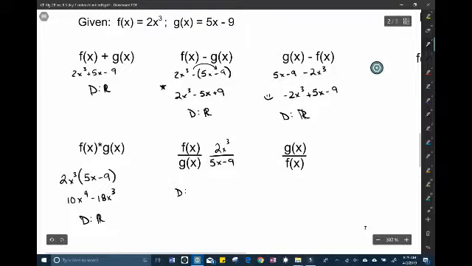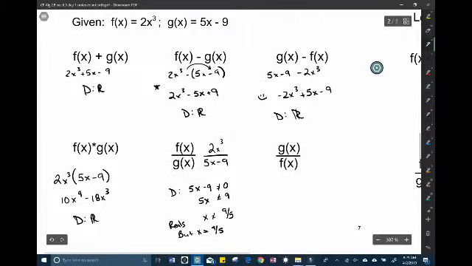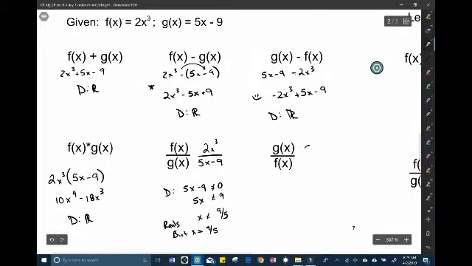And here we'll have our first domain restriction. So 5x minus 9 cannot be 0. X cannot be 9 fifths, so all reals, but x equals 9 fifths is excluded. And last one here, 5x minus 9 all over 2x to the third. This one here, so all reals, but x equals 0 is excluded.